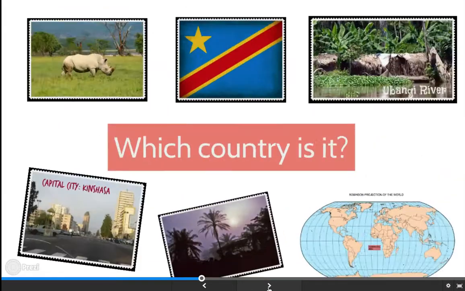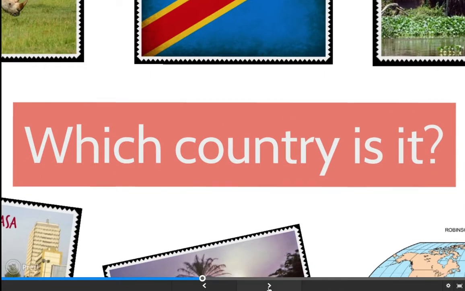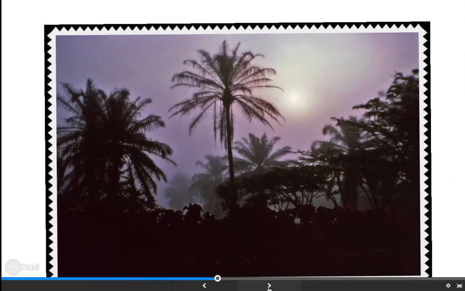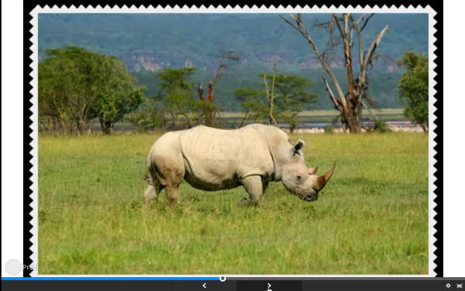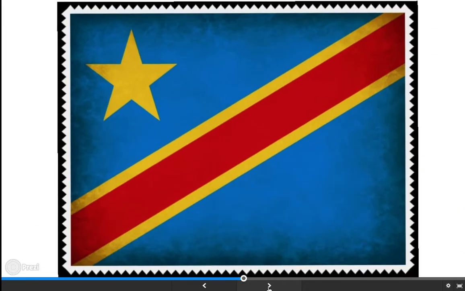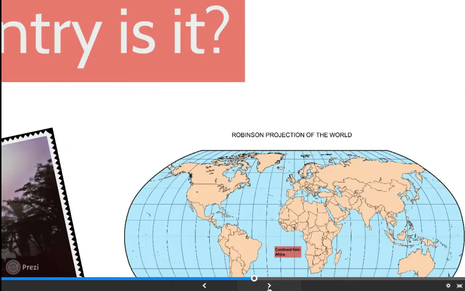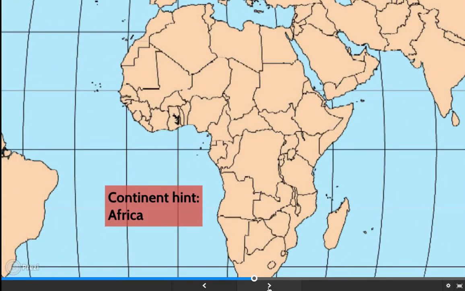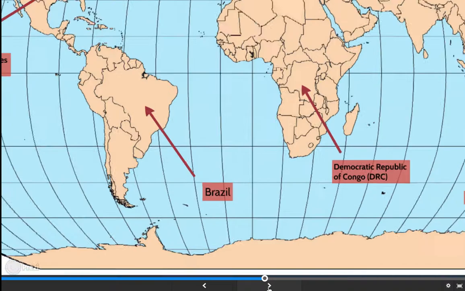We tried to choose images that we thought would be interesting and that the kids would be able to talk about, and maybe the teacher would be able to stop and give some information as she went along. Again, always including that capital city and the flag at the ending, the continent hint, and letting them guess before you reveal the country.